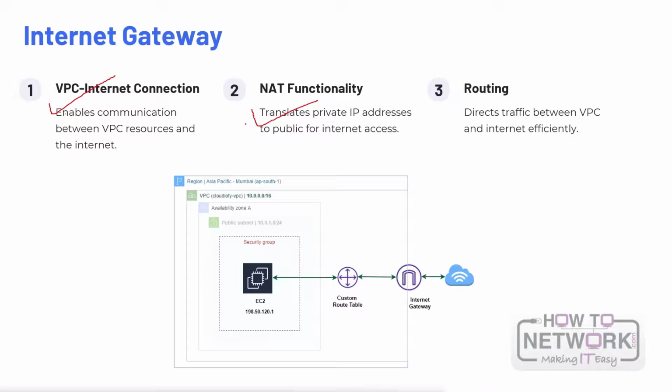The Internet Gateway provides NAT, or Network Address Translation, which translates private IP addresses used within your VPC to public IP addresses for Internet access. And this allows your VPC instances to initiate outbound connections to the Internet without exposing their private IP address directly.